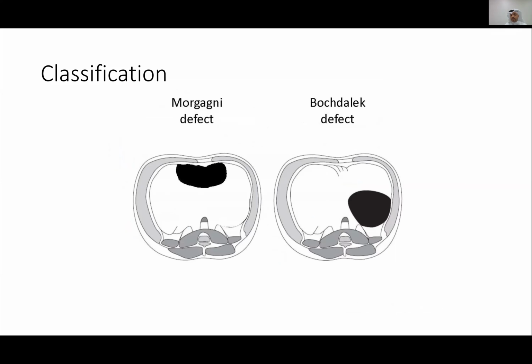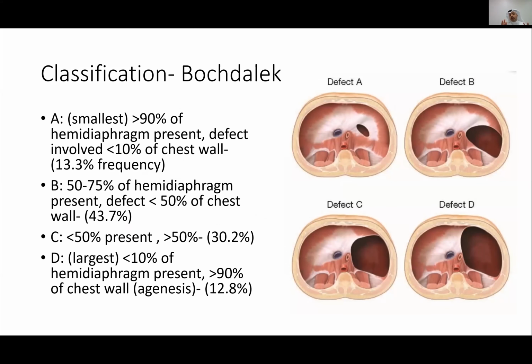Classification based on the location of the defect: you have Bochdalek in the posterior lateral region, or Morgagni in the retrosternal region. We'll be focusing on Bochdalek for the remaining part of the discussion. Can we classify the Bochdalek defect based on its size? The answer is yes. We have 4 classifications, A, B, C, and D, with A being a very small defect, where more than 90% of the diaphragm is present. In B, only 50 to 75% of the diaphragm is present. In C, less than 50% of the diaphragm is present.